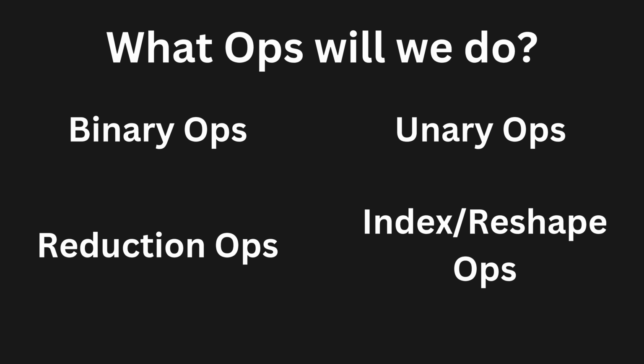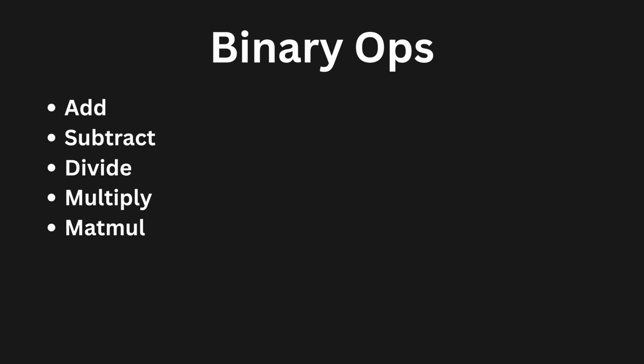So what operations are we planning on doing? And you can essentially describe all of the operations in neural networks under these 4 branches, right? So you have binary operations. Those are like adding, subtracting, divide, multiply, matrix multiplication. So you have 2 different things, right? You basically have some x and y, and you can add them together, you can subtract them from each other, you can divide, multiply, whatever it may be.